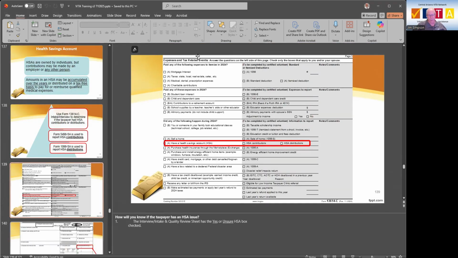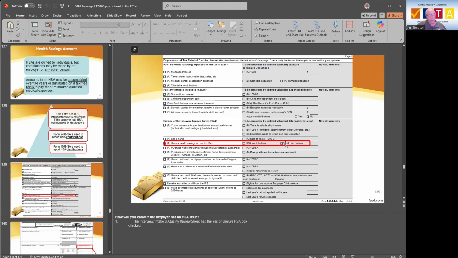Here is, and I know it's hard to see right here, but here's the intake and interview form. It says, do you have a health savings account? Often they don't really know what that is. And if they leave it blank, and see now in this new form, we're telling them, well, just check the ones that apply to you. So we need to go down here and make sure that they didn't have a health savings account.